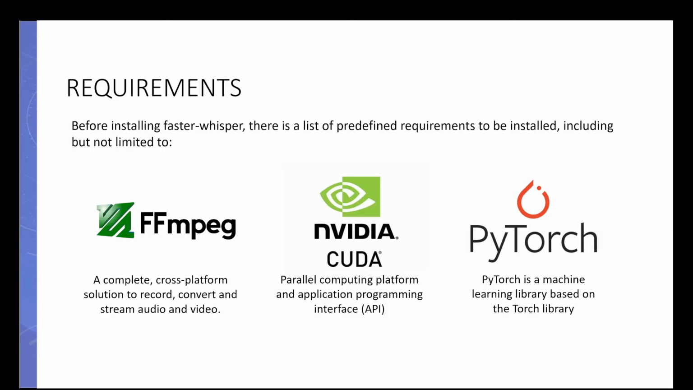Then you have NVIDIA CUDA, which is the parallel computing platform and application programming interface. This is what enables you to run on a GPU. And then you have PyTorch, of course, a machine learning library based on the Torch library. Now, the current faster Whisper needs not only NVIDIA CUDA but also NVIDIA cuDNN, a GPU-accelerated library of primitives for deep neural networks. So we have to make sure these requirements are installed, and then pip install faster Whisper should be a simple task: one command, hit enter, and everything should be fine.